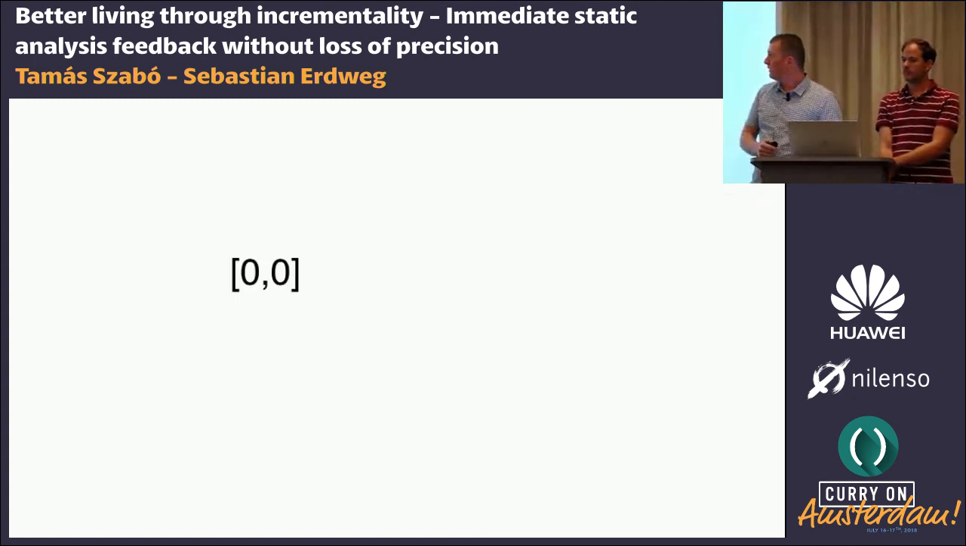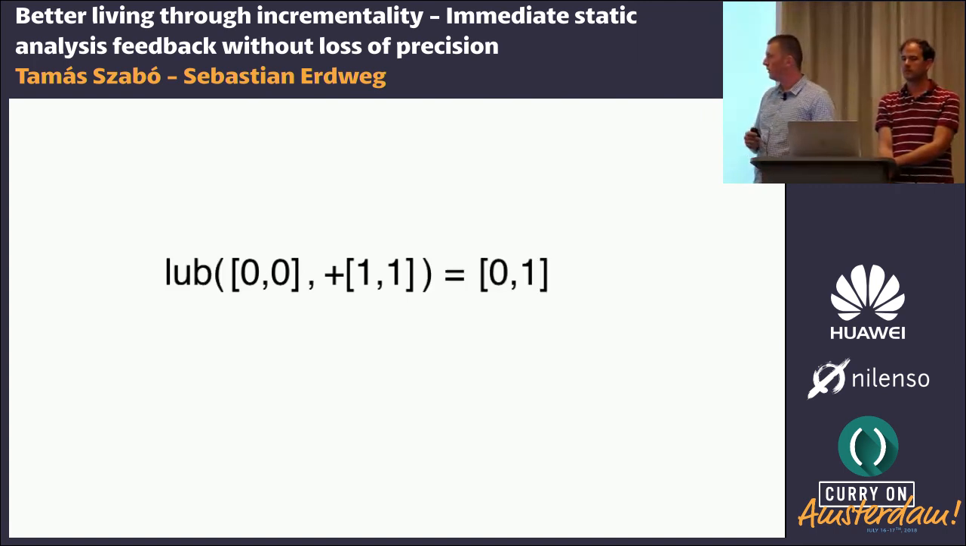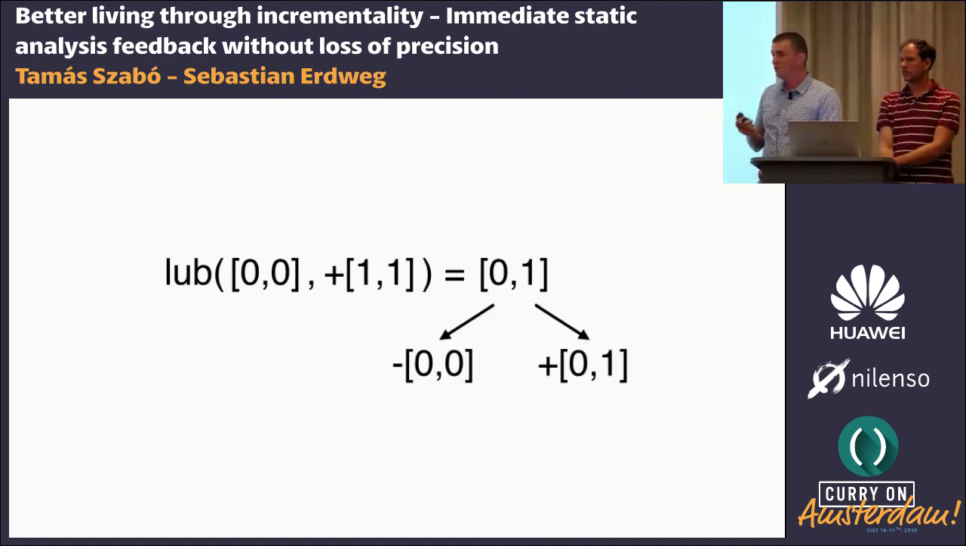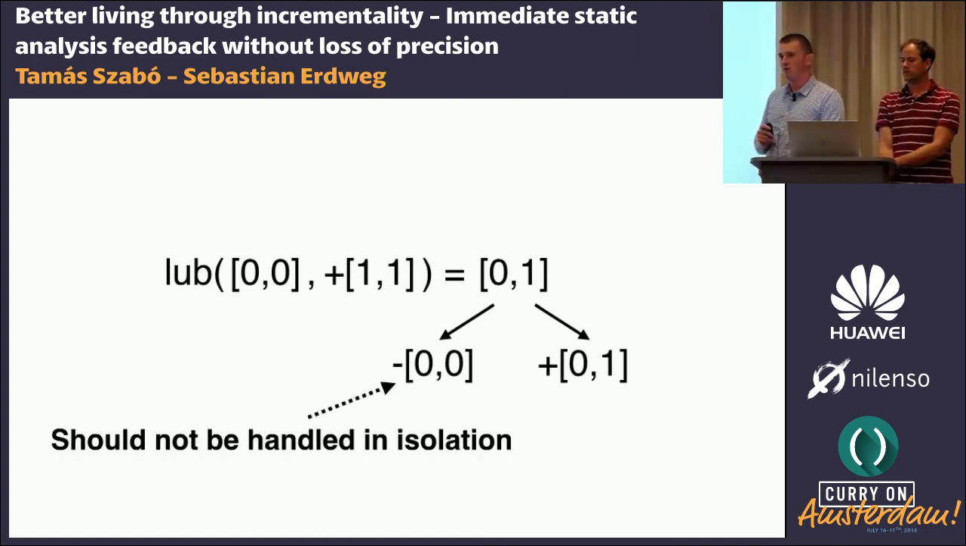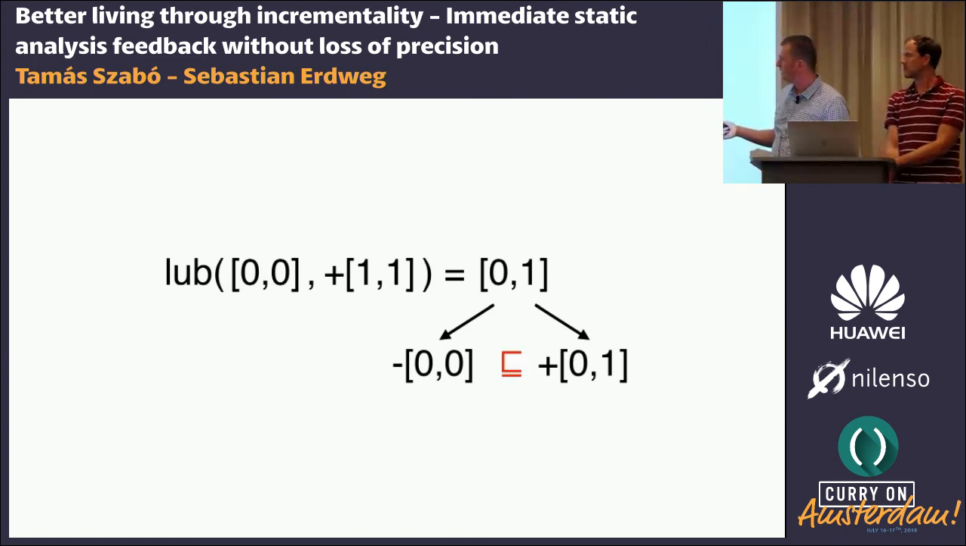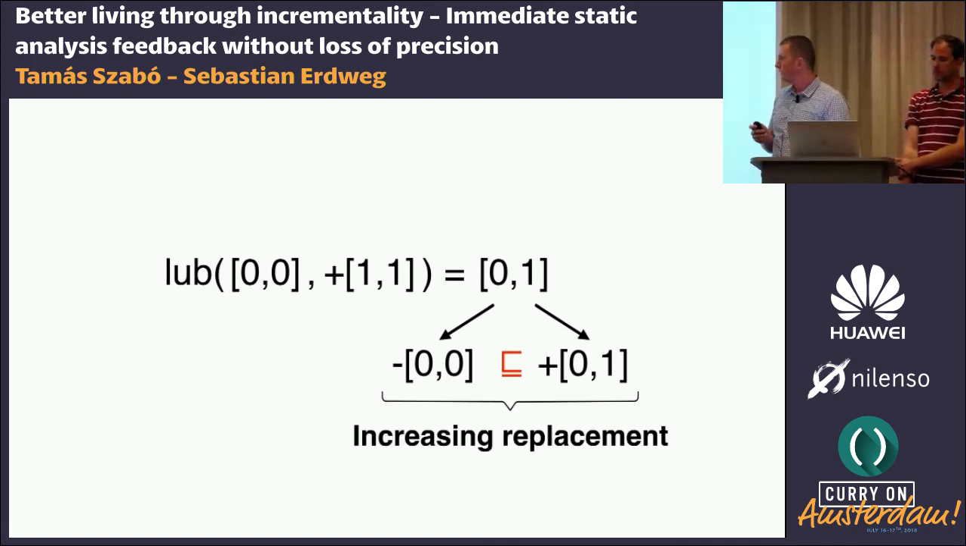Let's take a closer look at this loop head and what happens there. So we had initially this 0, 0 interval. Then the 1, 1 got inserted. We applied the least upper bound operator, so it became 0 and 1. And then we issued a deletion and an insertion. But the key thing is that this deletion shouldn't be handled in isolation, because this one here is less or equal than the interval that we are just about to insert. And together they represent something that we call an increasing replacement.